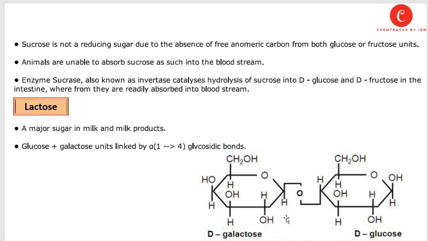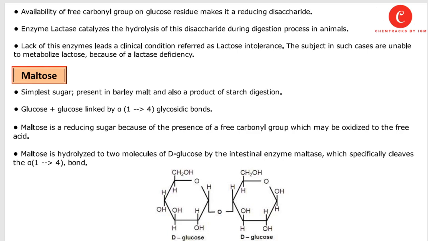So here is carbon number 1 of galactose, and this one is carbon number 4 of glucose, because this is carbon number 1 of glucose, this is 2, this one is 3, and this is carbon number 4 of the glucose molecule. So lactose contains a beta 1,4 glycosidic linkage, because this bond is formed between carbon number 1 of galactose and carbon number 4 of glucose. The availability of a free carbonyl carbon on the glucose residue makes it a reducing disaccharide, so it is a reducing sugar.